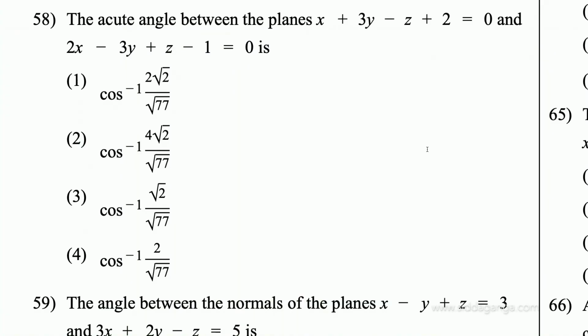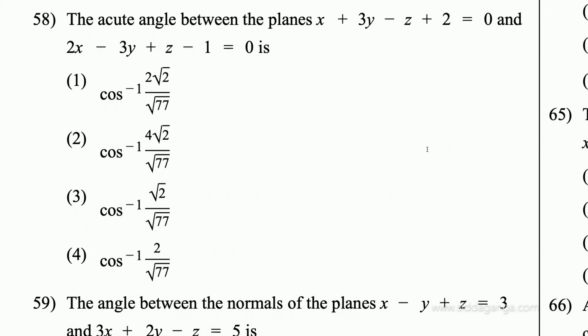Let me move to 58, I think. Acute angle between the planes. Yes, the angle between the two planes, right? Both the planes are given in Cartesian form. So let me write a1, b1, c1, the ratios of the normal for the first plane: 1, 3, minus 1.